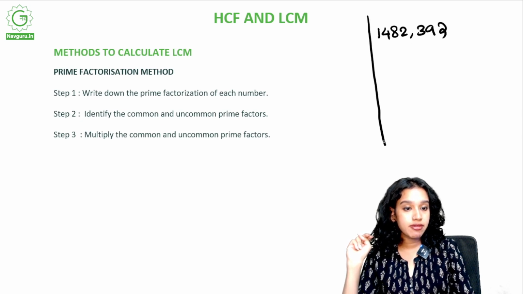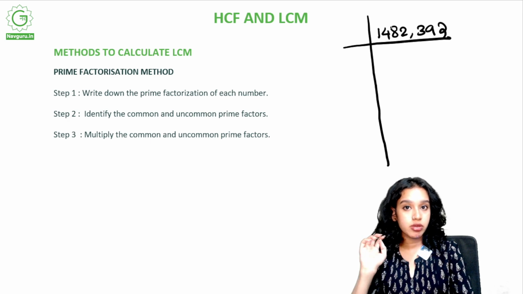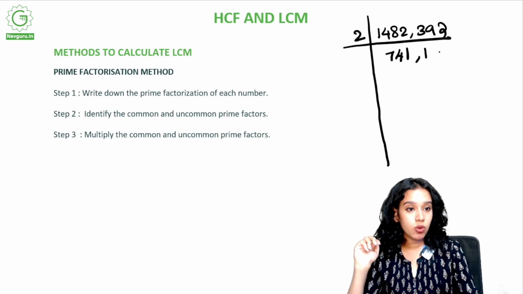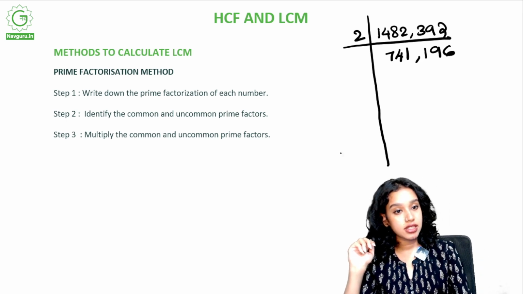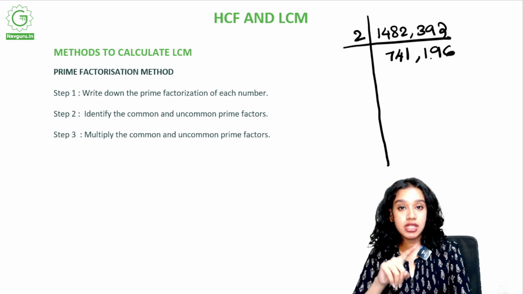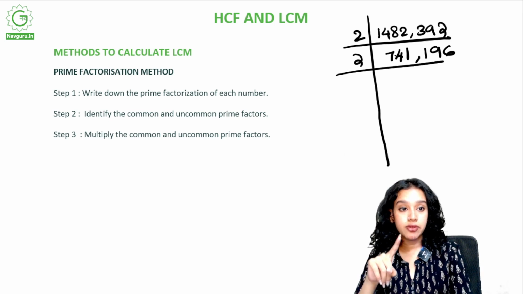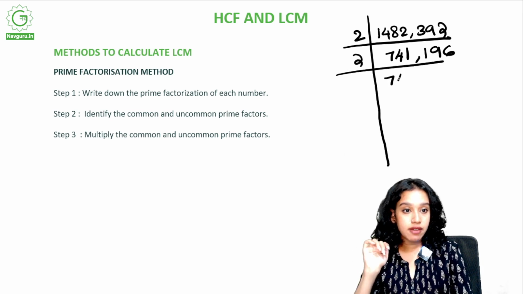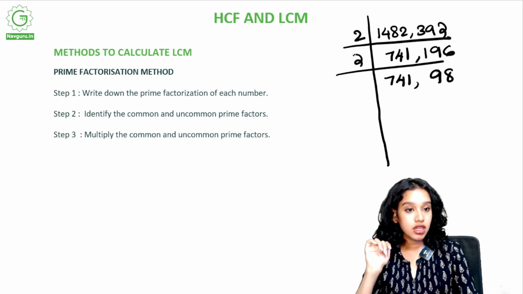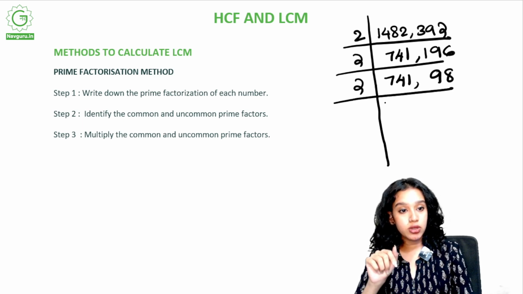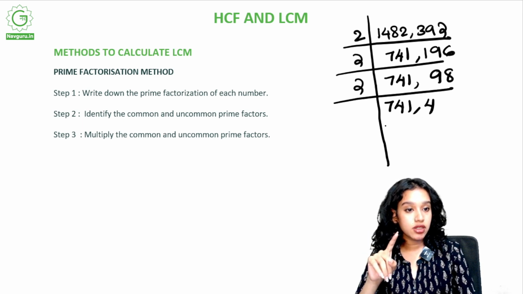So let's do the prime factorization. We know that they both are divisible by 2 as they both are even. We have 741 and 196. Again, one of these numbers is divisible by 2 and the other is not. So we will divide that number by 2, but we'll keep the other number intact. So we have 741 and we have 98. Again, 741 is not divisible by 2, but 98 is. So we'll keep 741 as it is and we'll do the next one, which is 49.